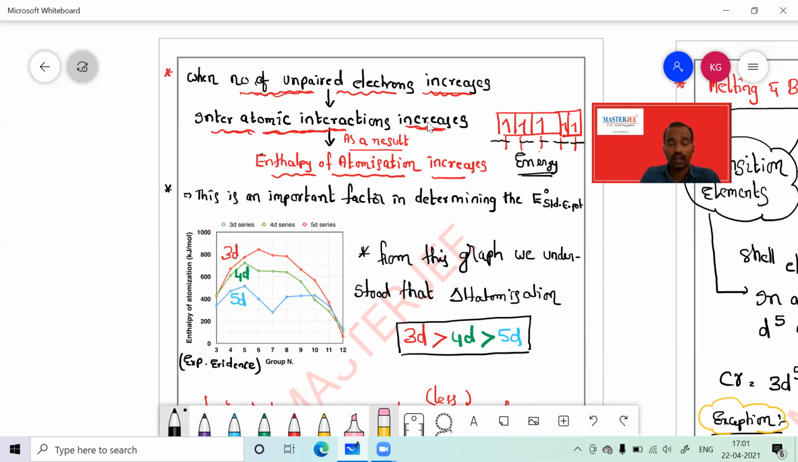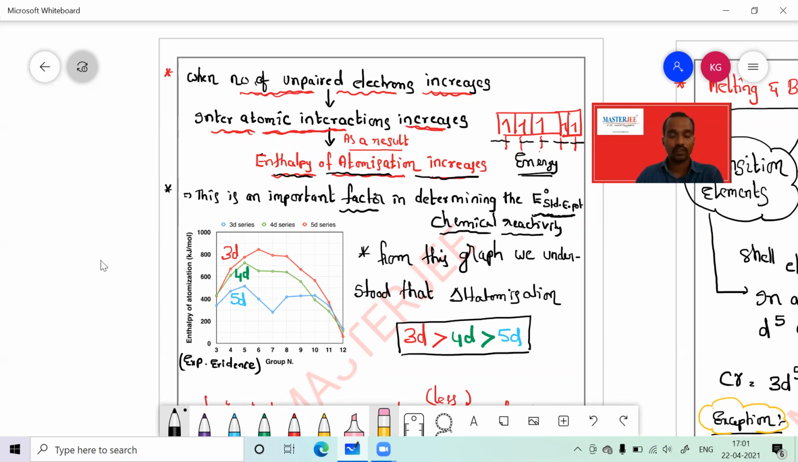Enthalpy of atomization, as well as ionization energy and hydration enthalpy, determine the standard reduction potential values. This is one of the important key factors for determining standard reduction potential values as well as chemical reactivity. We can identify chemical reactivity and standard reduction potential values with the help of enthalpy of atomization, ionization potential and hydration enthalpy values.